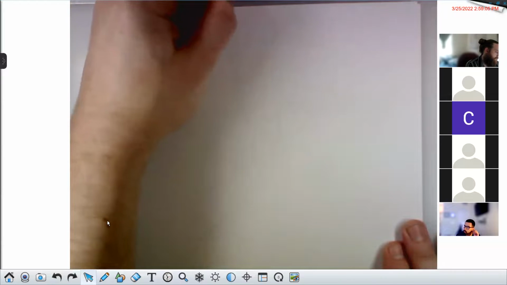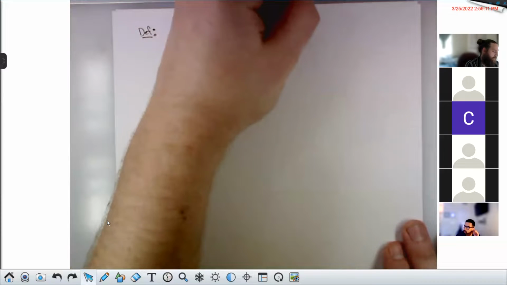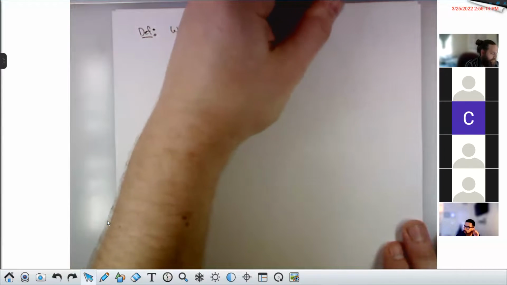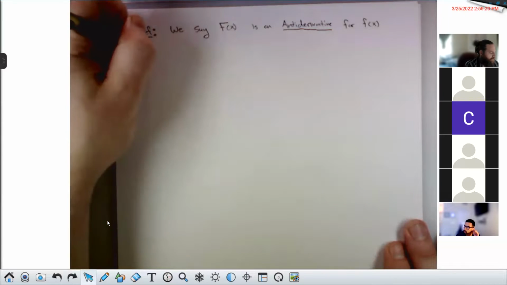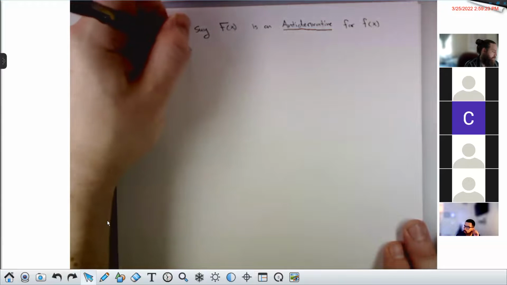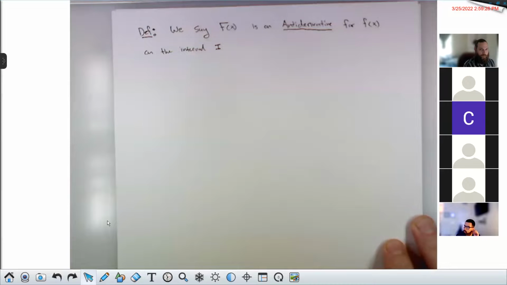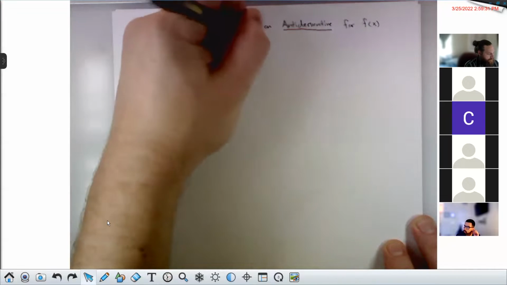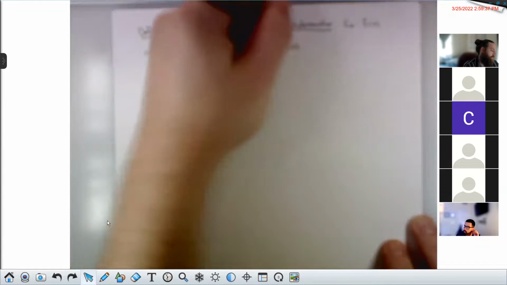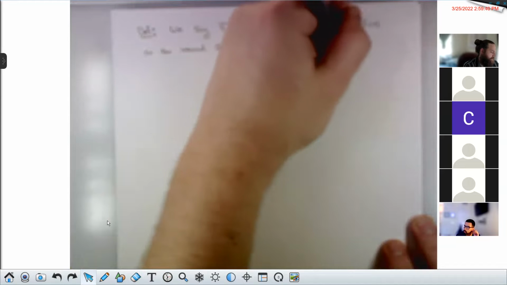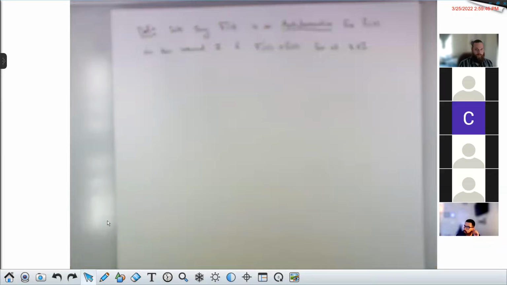We say that capital F of x is an antiderivative for little f of x on the interval I. Generally, we don't really care about the interval, but we're being careful on the interval I, if capital F prime of x is equal to little f of x for all x's in that interval.